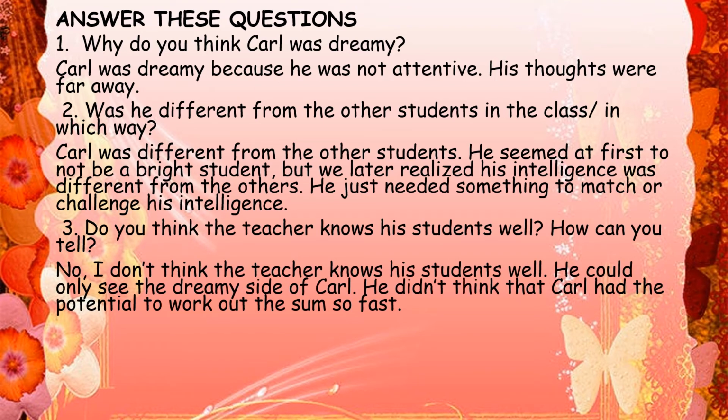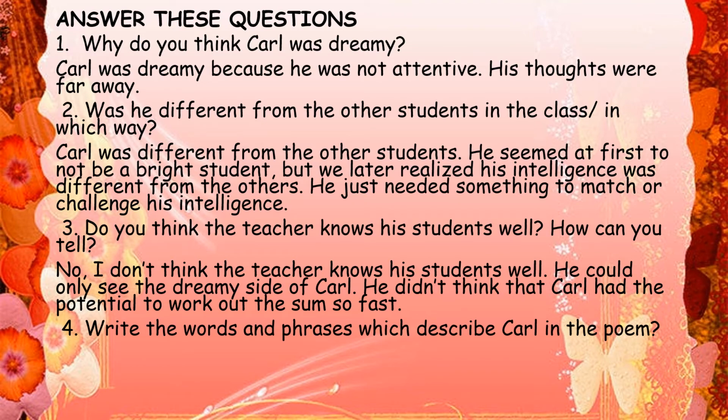Third one, do you think the teacher knows his students well? How can you tell? No, I don't think the teacher knows his students well. He could only see the dreamy side of Carl. He didn't think that Carl had the potential to work out the sum so fast. Yes, he didn't know his students. Otherwise, he would have understood why Carl is not dreamy.